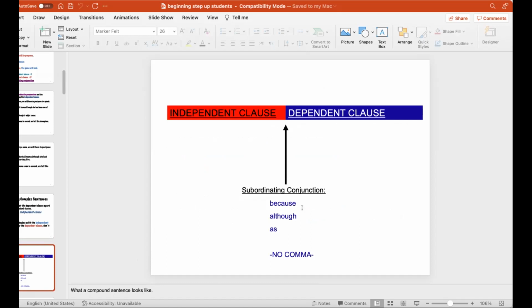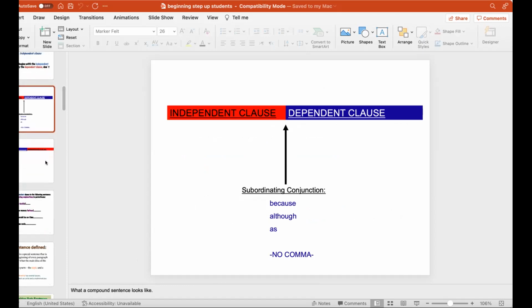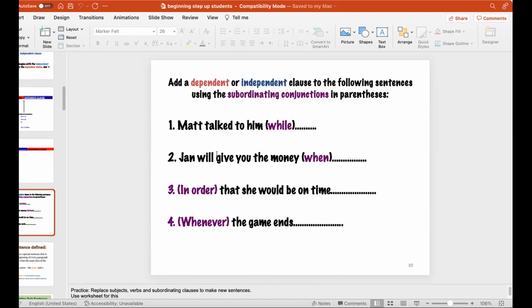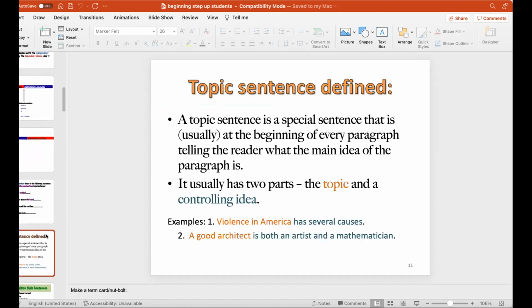So that's just a graphic that shows where it can go. Either place. So here there's no comma. Here there is. Okay. And here's an example. You give half the sentence and then they finish it. Add the dependent or independent clause. Okay. So we could take this complex sentence and we could make it into a topic sentence.